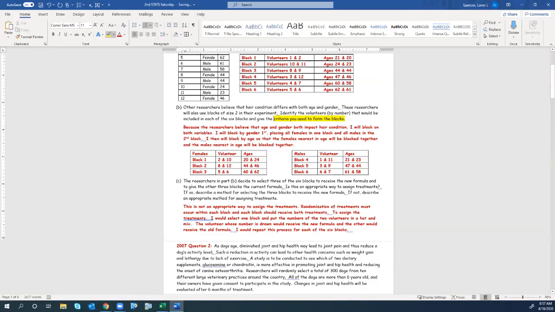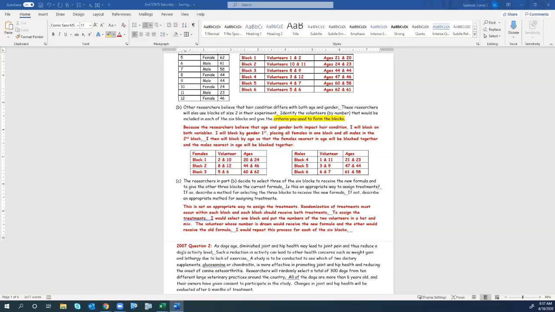Well, the criteria was because age and gender both impact hair condition, I will block on both variables. And then I explained what I did. I blocked on gender first, placing all females in a block and all males in another block. Then I block by age so that females nearest in age and males nearest in age will be blocked together. All right.